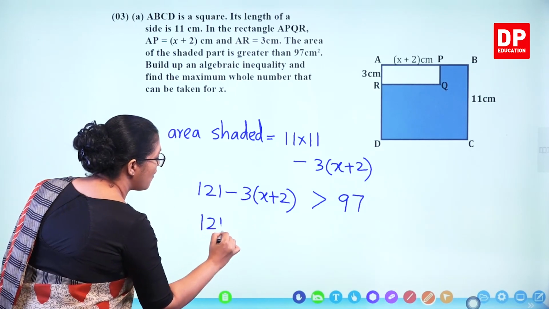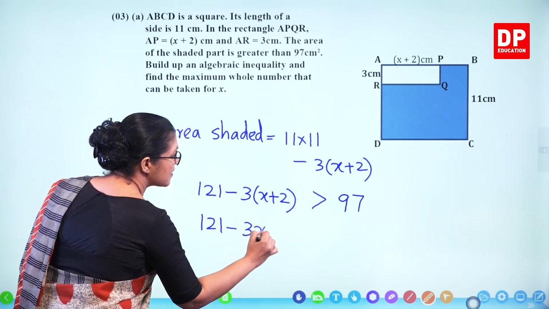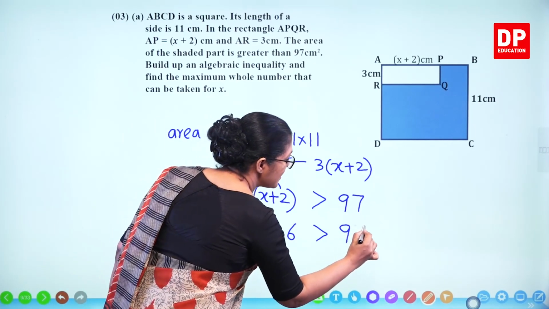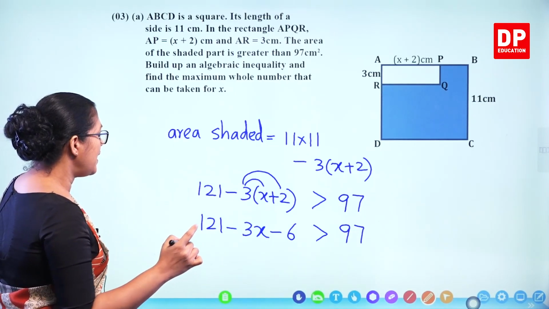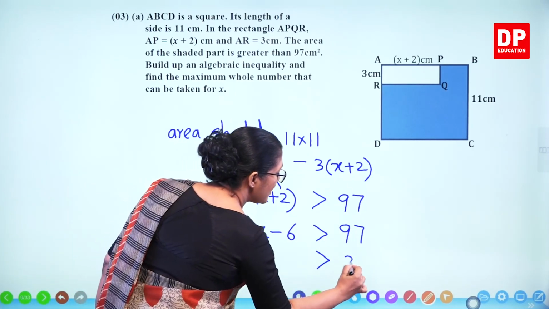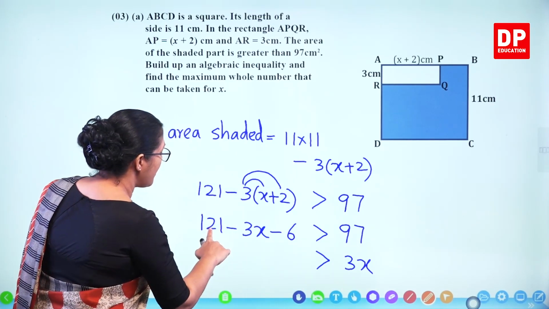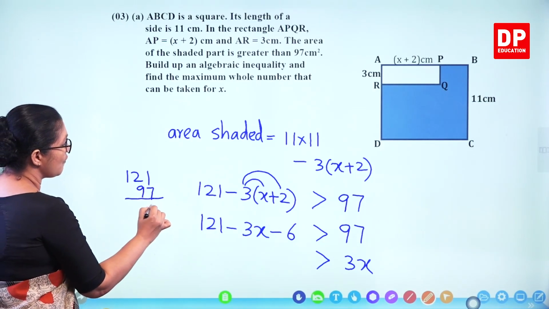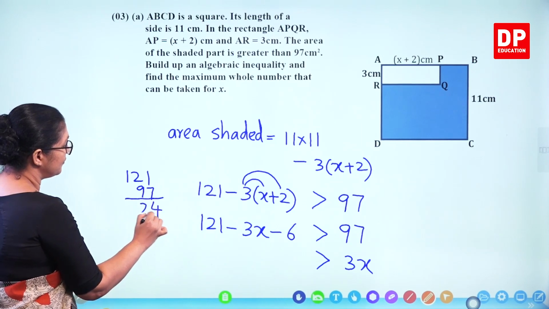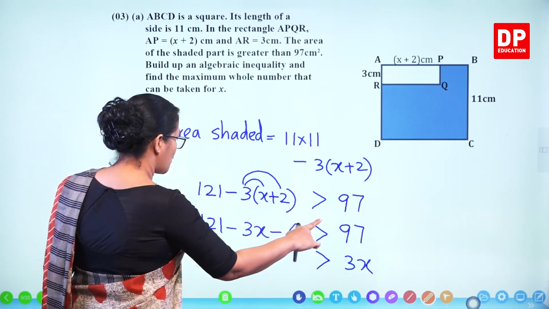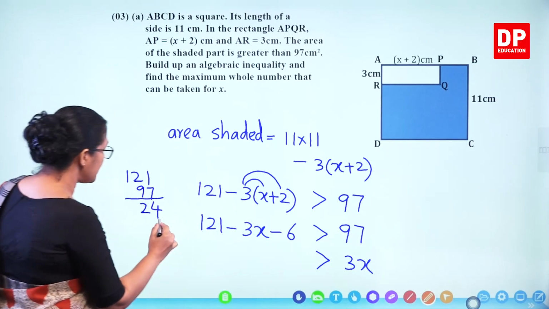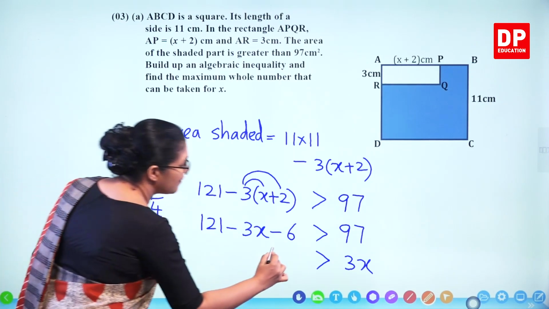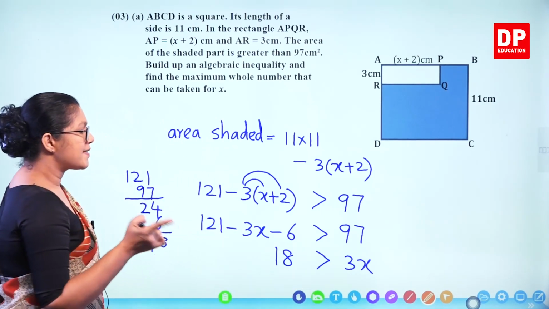So 121 minus 3x, we are expanding brackets, minus 6 is greater than 97. Then 3x, we can take 3x to this side. 121 minus 97, what you get? 24. So 24 minus 6, 18. So 3x is less than 18.